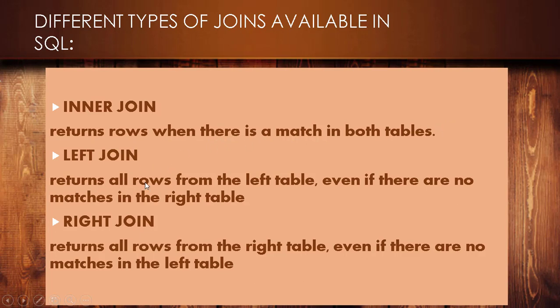Left join will return all the rows from the left table even if there is no match in the right table. When there are two tables, one the left table and the other the right table, all the rows from the left table will be returned even though there is no match in the right table. Right join is similar to left join, the only difference being that it will return all the rows from the right table even if there is no match in the left table.